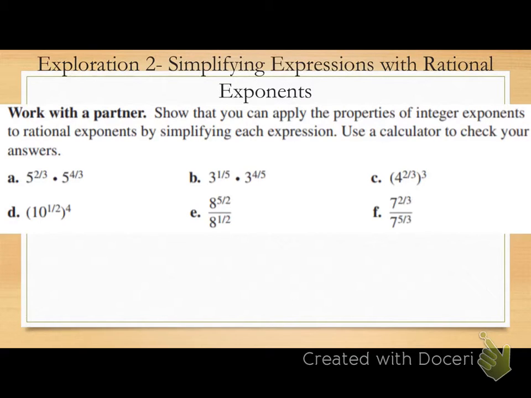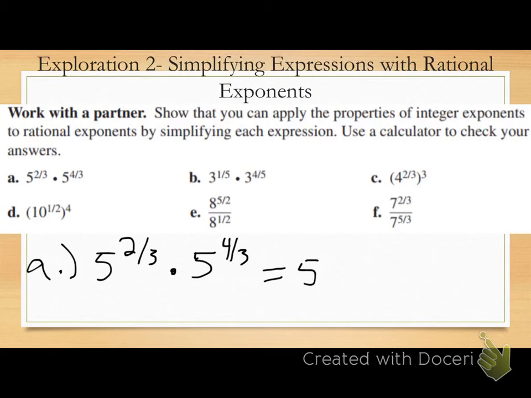So, letter A. I have 5 to the 2/3 times 5 to the 4/3. I'm multiplying something with the same base. So what can I do? Add the exponents. So 2/3 plus 4/3. When I'm adding fractions, I need a common denominator. Do I have a common denominator here? Yes. So how can I add my fractions? Do I add the top numbers together and the bottom numbers together? No, just add the top, keep the denominator the same. What's 2 plus 4?